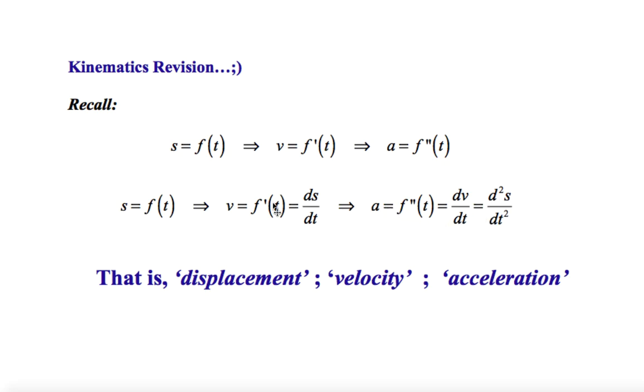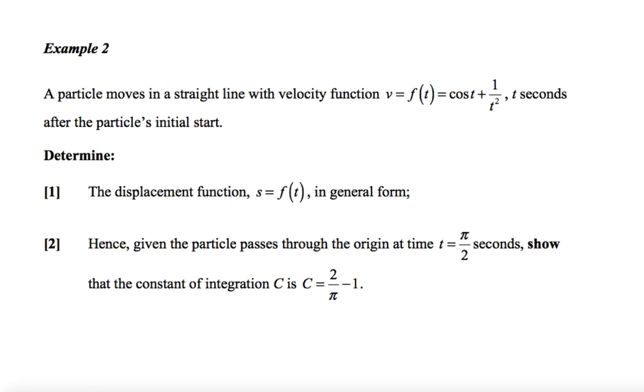So we are now in a position to not only, in a differential calculus sense, work from left to right, but now we can work with these functions and start to work backwards from right to left. So here's a classic example illustrating that. I'm a particle moving in a straight line, once again straight line particle motion. The velocity equation is given. t is in seconds after the particle's initial start. So we need to determine the actual displacement function.